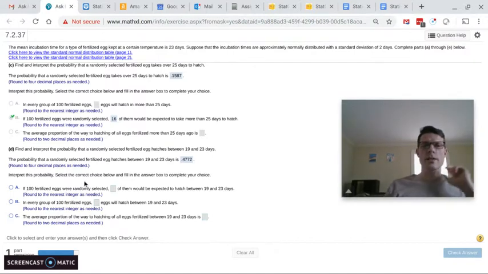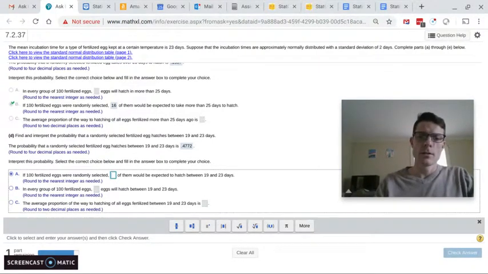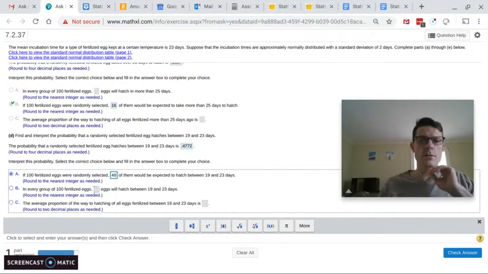Okay, so again, we're just asked to interpret this probability. Really, what we're saying is that if 100 eggs are randomly fertilized, about 47 of them could be expected to be, let's see, 48 here, because we're rounding to the nearest integer.